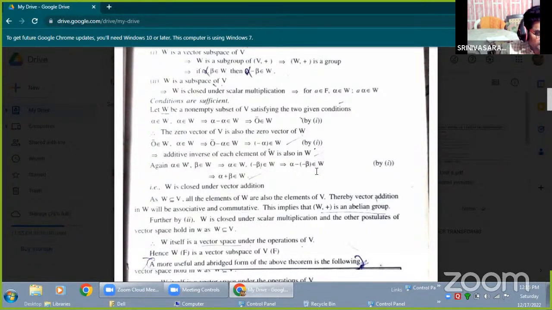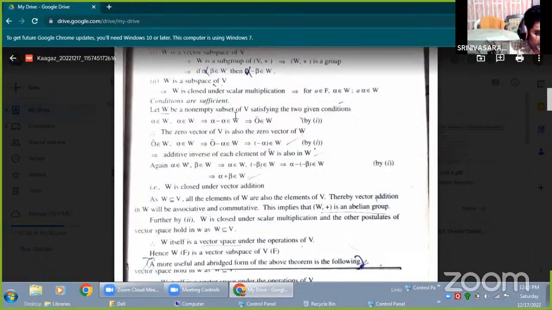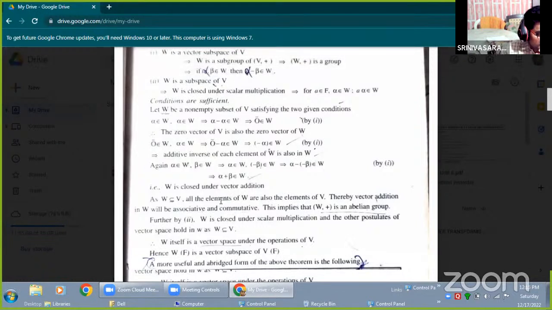Alpha minus of minus beta, we are getting alpha plus beta. Therefore, the closure condition is also verified under vector addition. So for the given non-empty subset, the closure condition is verified. In the same manner, all the postulates must be satisfied in the non-empty subset: associativity, additive identity, additive inverse, and scalar multiplication.